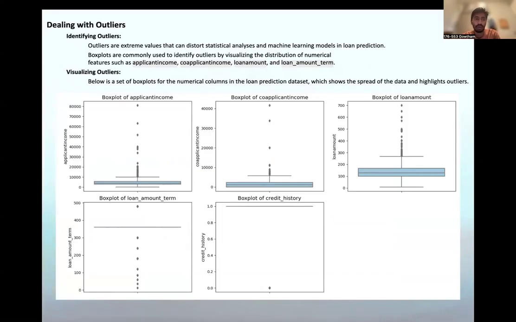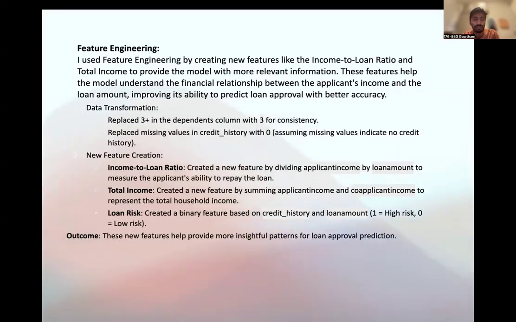Later we move on to dealing with outliers, which is mainly divided into two types: identifying outliers and visualizing outliers. This is shown in the box plot format. We can see how the box plot is designed for various columns like applicant income, coapplicant income, and all the factors, so it is easy for us.